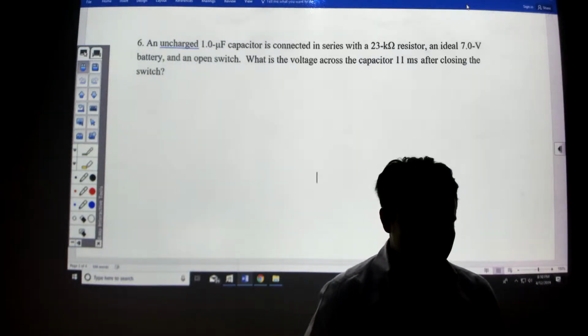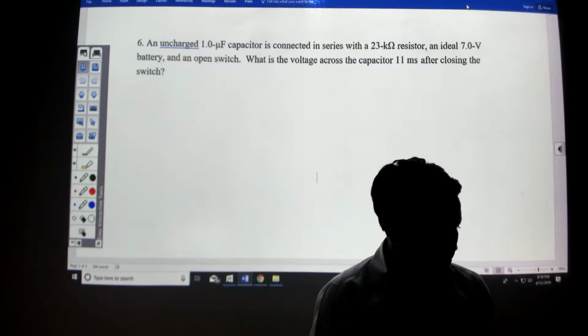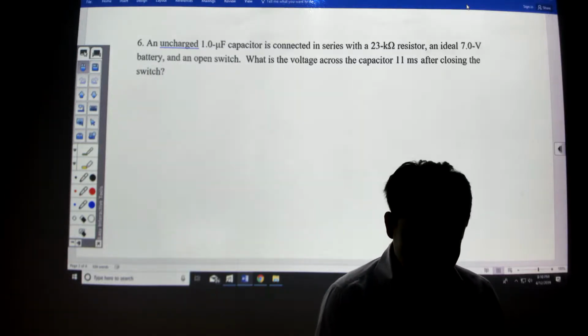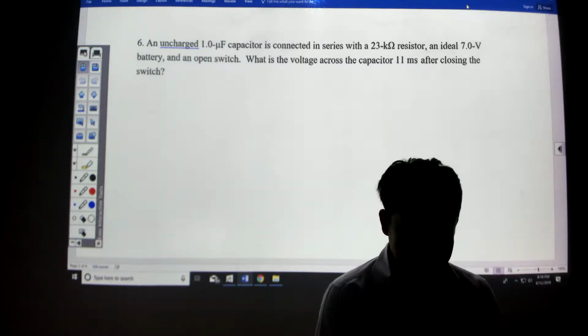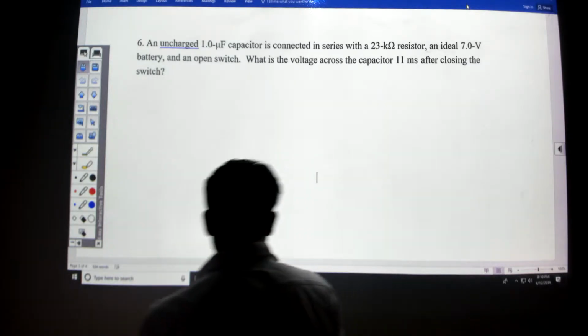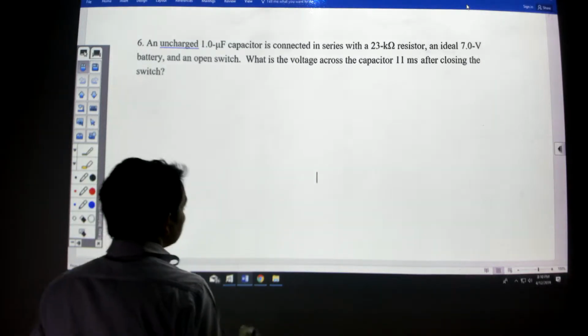This problem is about charging a capacitor, and you need to find out what is the voltage across the capacitor after a certain time. So let me explain this problem. So you have an uncharged capacitor.